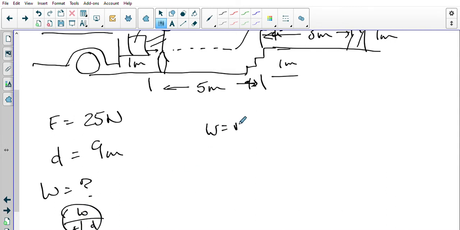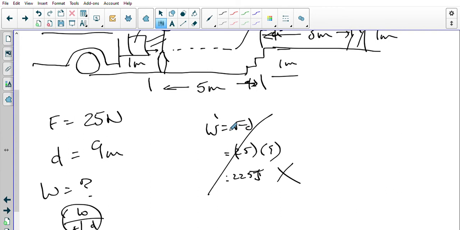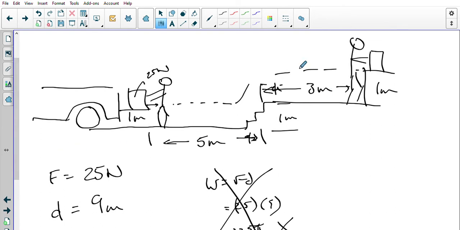Work is equal to force times distance. Well, that'd be 25 times 9. And 25 times 9 is a big number, 225 joules. And this would be wrong. All wrong. And here, this is where the subtlety comes in. And this is why I drew this out.